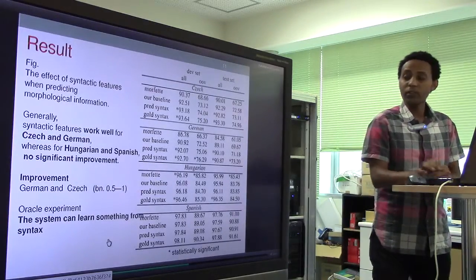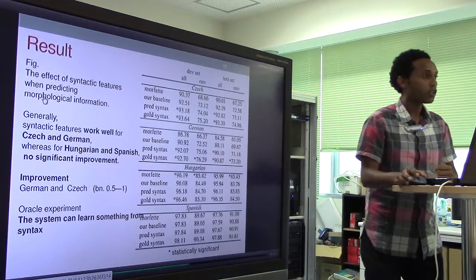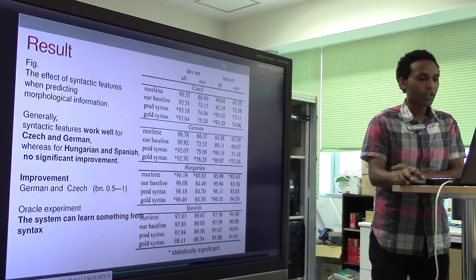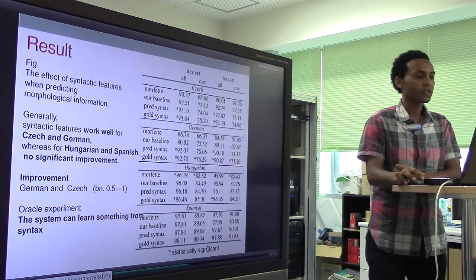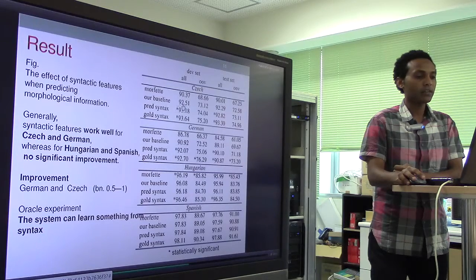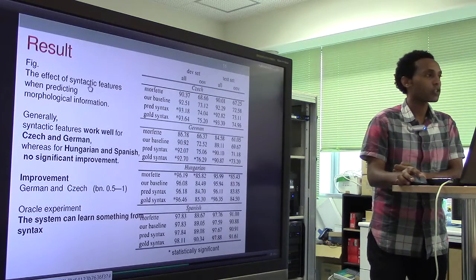So these are some of the results when the syntactic features were added into the system. For Czech, German, Hungarian, and Spanish, these are for unknown words, out of vocabulary, and this is the overall performance. The asterisk marks the statistically significant results. Compared to the baseline, this is 92 and this is 93, but it is statistically significant. So we see a little improvement when the syntactic features were added with the morphological features.